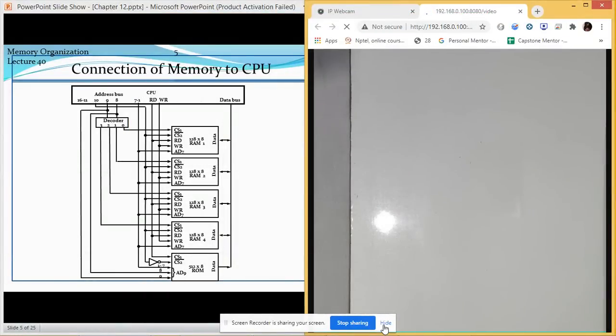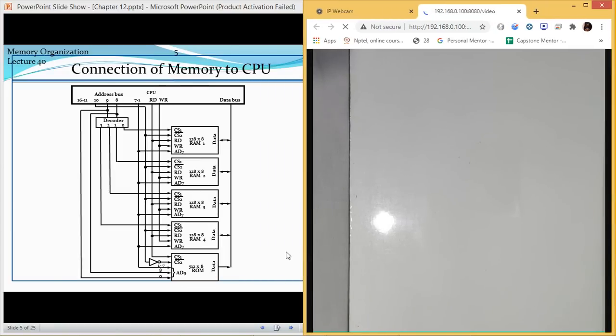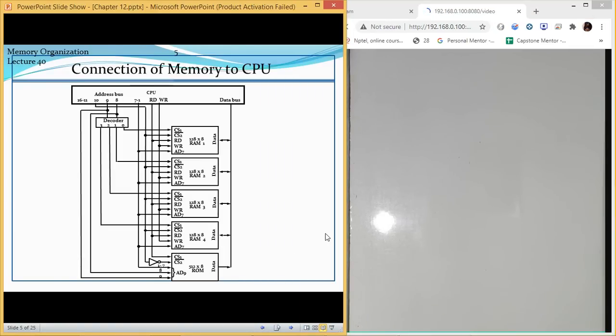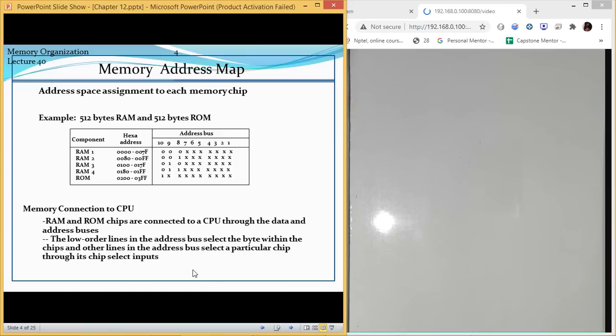Hello everyone. In our last class, we discussed how you can create memory connections. Now we are going to talk about how to find out the addresses of the different RAM chips which we are having in this case. So how to find out the addresses? Let us just see this memory address map.